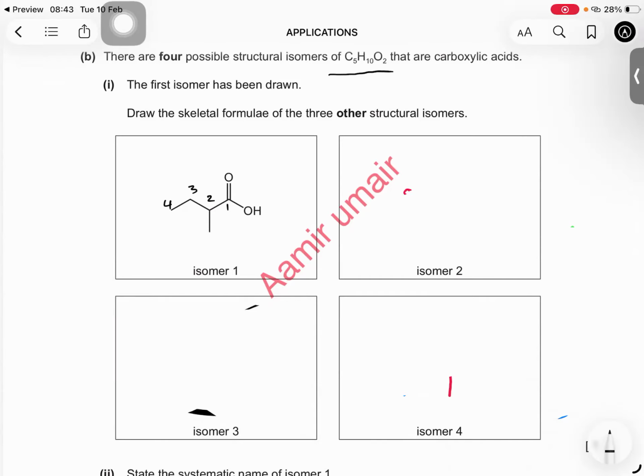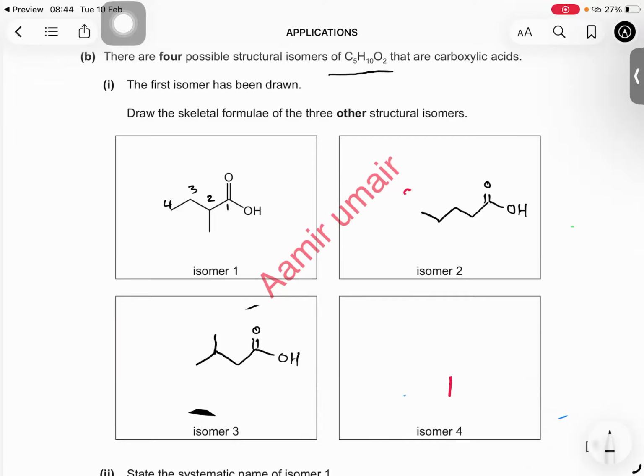So one thing we can do is to put 5 carbons in the chain like this. 1, 2, 3, 4, 5. O and OH. This is the first one. The second one in isomer 3, what we can do, we can switch the position of. So let's switch the position 1, 2, 3, 4. And instead of methyl group at carbon number 2, I'm putting at carbon number 3. So that was 2-methyl butanoic acid. This is 3-methyl butanoic acid.